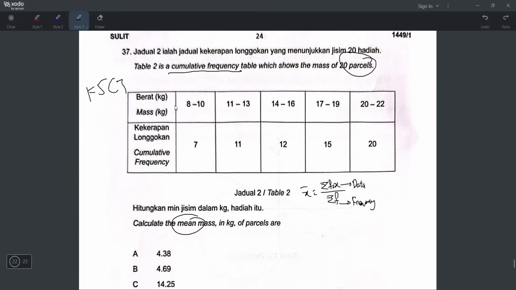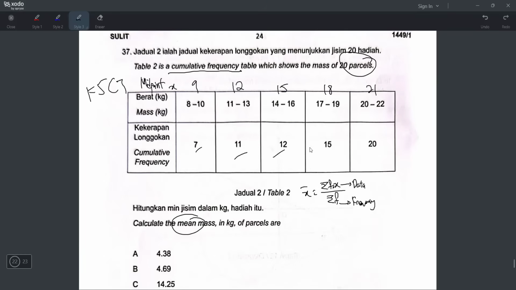So now what I will do is find out the midpoint for all the classes. And how do you find the midpoint? You take the lower limit of the class plus the upper limit of the class and then divide by 2. 8 plus 10 divided by 2, 9. 11 plus 13 and then divide by 2, 12. This one same thing, 15, 18, 21. Just take 20 plus 22 divided by 2. So later these are all your x: 9, 12, 15, 18, 21. But the x has to be multiplied with the f.